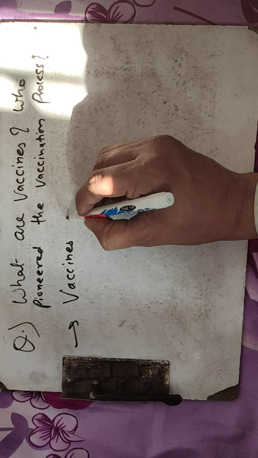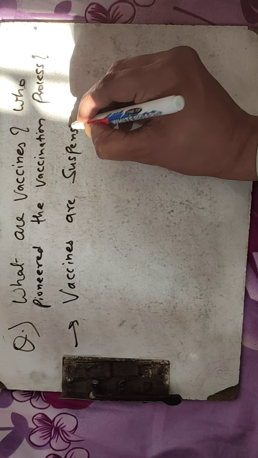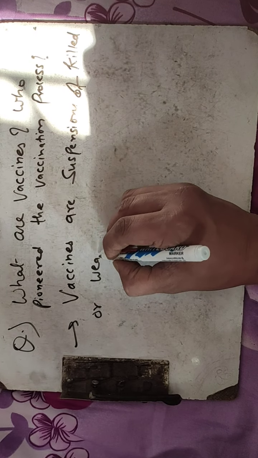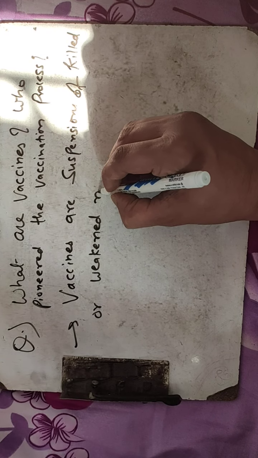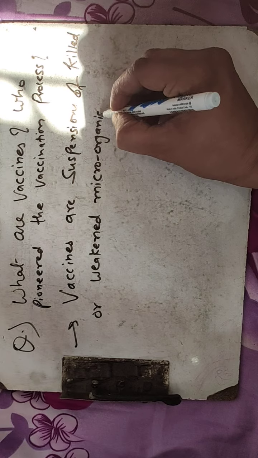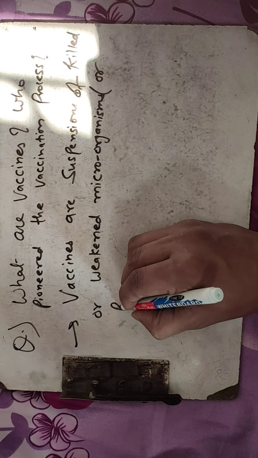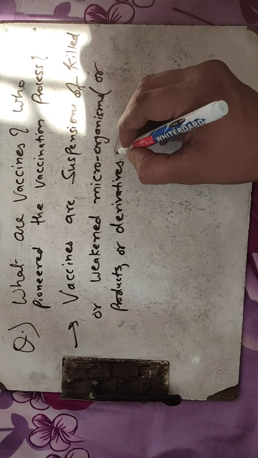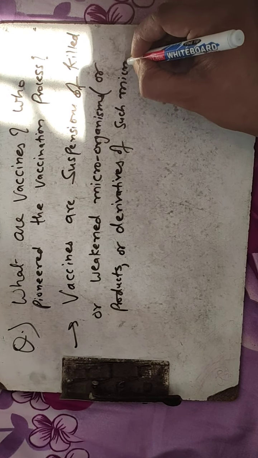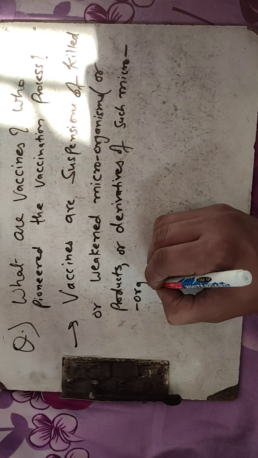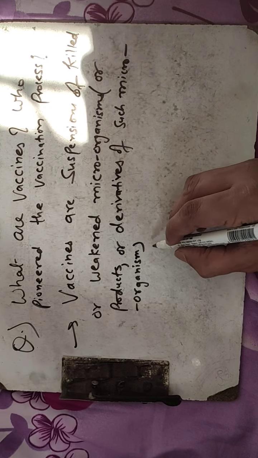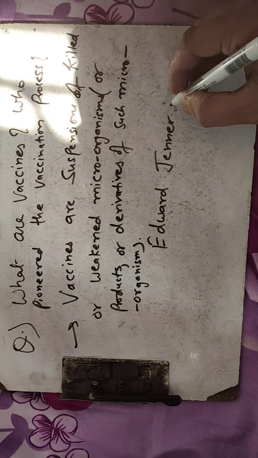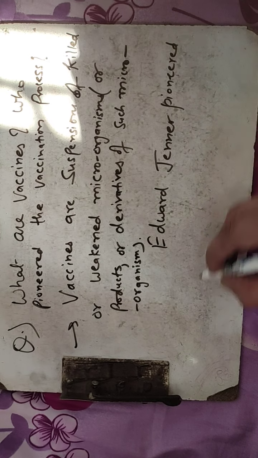Vaccines are suspensions of killed or weakened microorganisms or products or derivatives of such microorganisms. Edward Jenner pioneered the vaccination process.